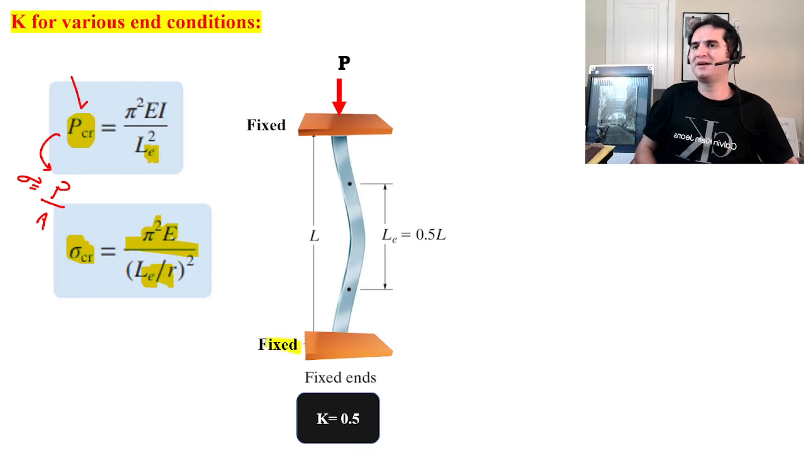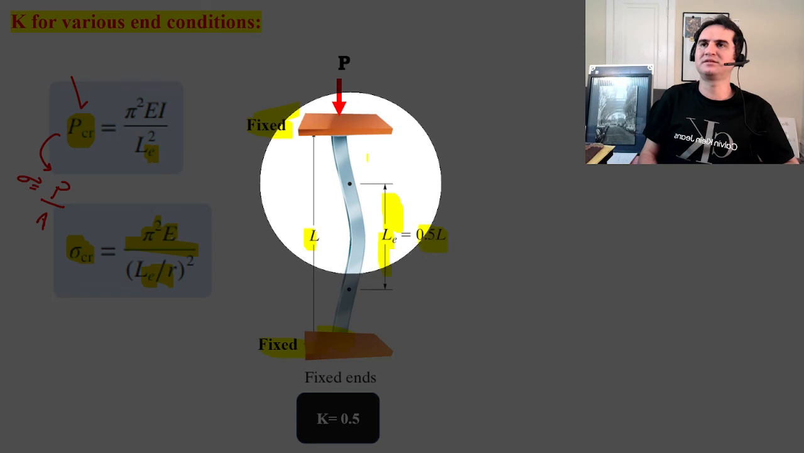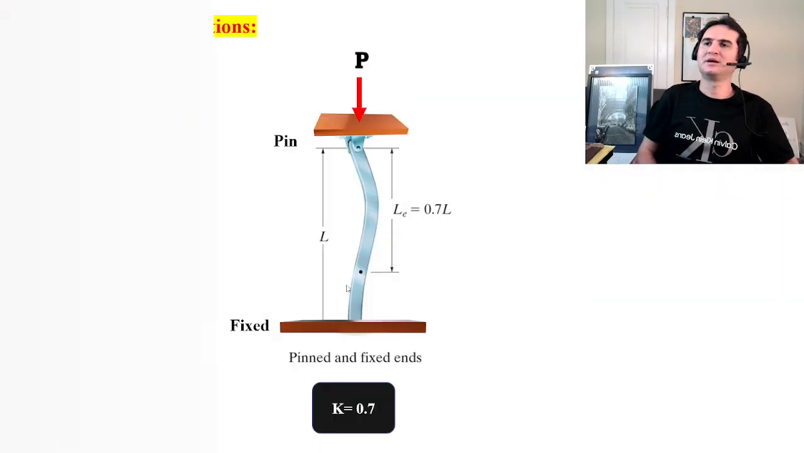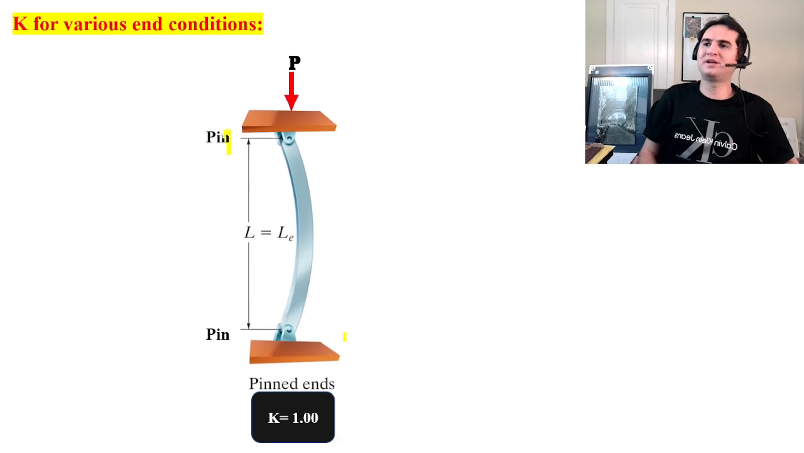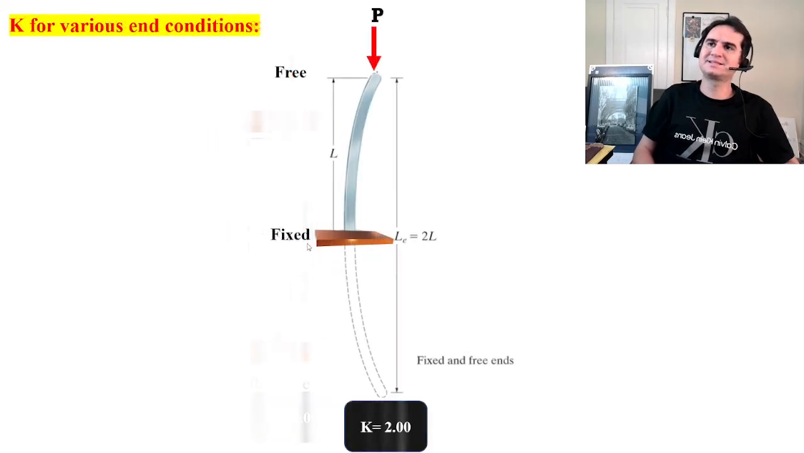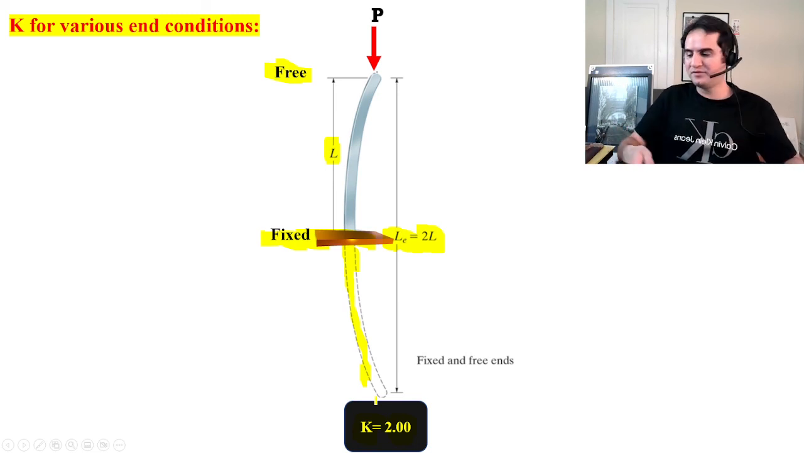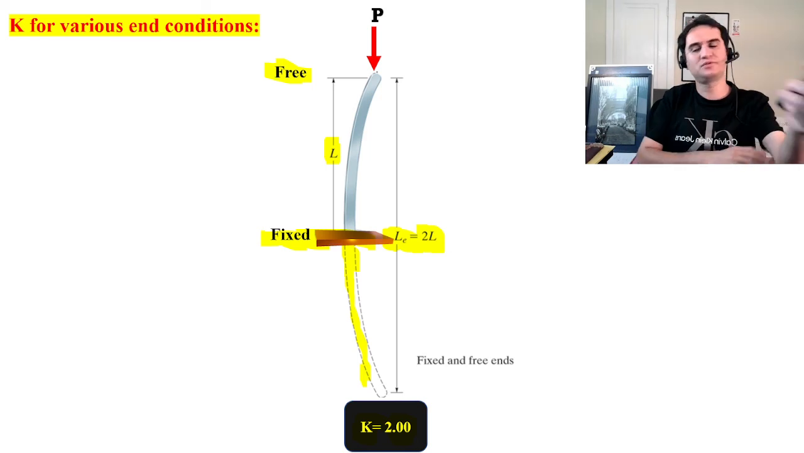If we have the condition that both ends are fixed, the effective length is half of the original length. If we have P at the top and a fixed end at the bottom with a pin at the top, the effective length is 0.7 times the original length. If you have both ends pinned, you can easily see the effective length is equal to the original length. And if one end is fixed and the other free, you can extend it to the other side, and due to symmetry, the effective length is equal to twice the original length. So the effective length can vary from a half of the original length to twice that.